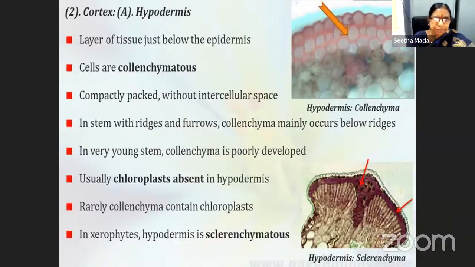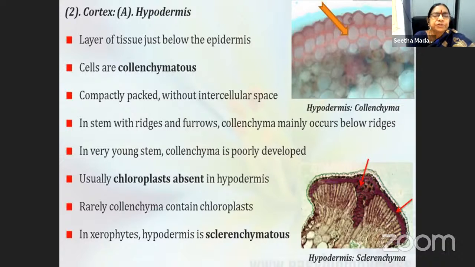Then coming to the hypodermis, the layer just below the epidermis, hypo meaning below, is known as hypodermis. It is collenchymatous. Collenchymatous means having round walled cells with some spaces, and the corners of the cells are thickened. Such type of tissue is known as collenchyma. So hypodermis is composed of collenchymatous tissue. Then compactly packed, without any intercellular spaces.